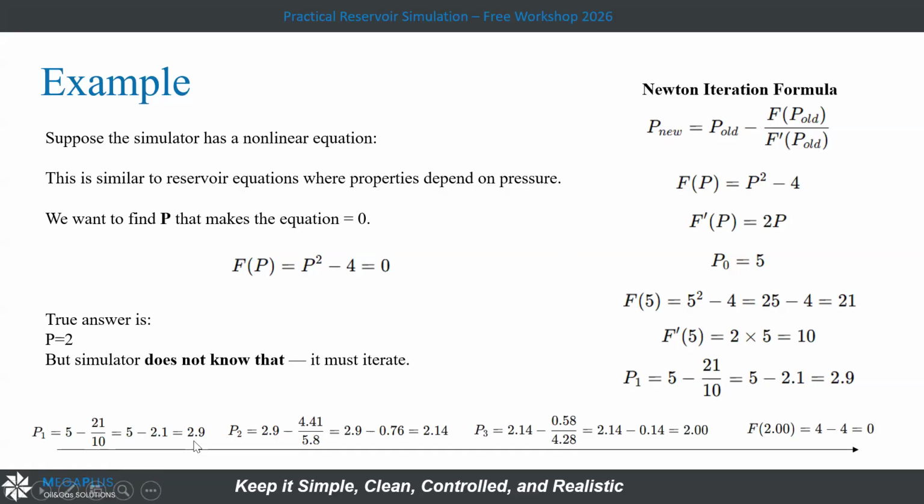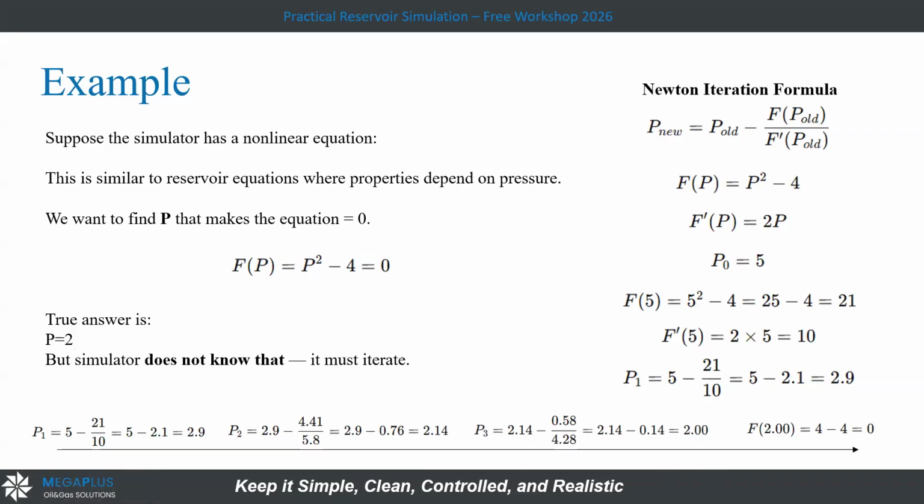So the first one will be 2.9, as I mentioned here, and this 2.9 will be the old, and the new... Sorry, the function of the old that you put here, the 2.9 squared minus 4 over the derivative, will give me 2.14, and it will take the 2.14 as the old. Then make this iteration until we have 2, and trying the iteration for 2 gives me error 0. So the cell here will know that the answer is 2.